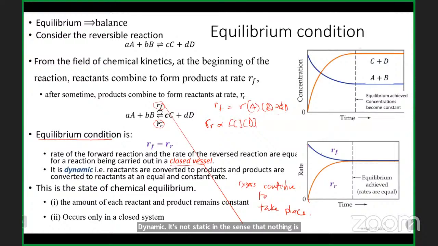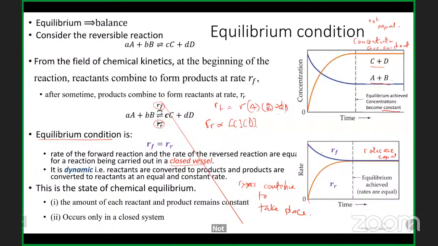One other thing that we note is that at equilibrium, the concentrations of your substances, both the reactants and the products, become constant. They are not equal to each other. The rates are equal, concentrations are constant, not equal. So that we need to note.